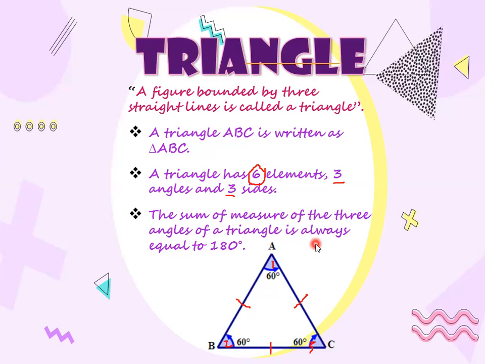180 degrees, right? So what is a triangle? A figure that is bounded by three straight lines. It is represented with the help of a small triangle symbol, and it has six elements: three angles as well as three sides. The sum of the measures of the three angles of a triangle is always equal to 180 degrees. So this is the definition of triangle.